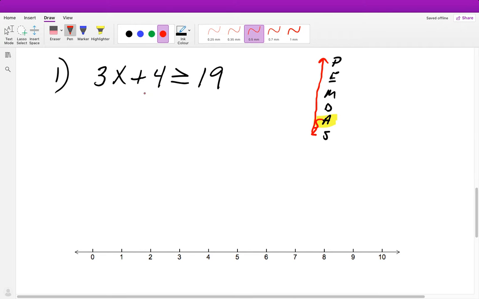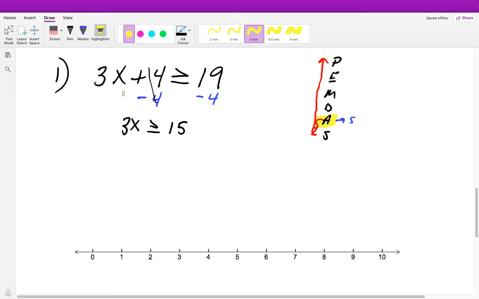What is our inverse operation of addition? Our inverse operation of addition is going to be subtraction. So in order for me to get rid of this plus 4, I need to subtract 4 from both sides. What I do to one side, I have to do to the other. 4 minus 4 is 0, so they cancel. Now I'm left with 3x is greater than or equal to 19 minus 4, which is 15.